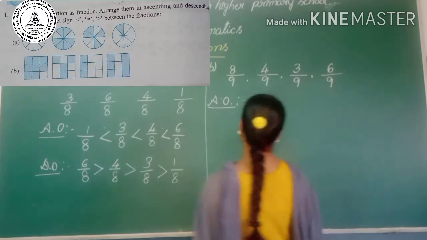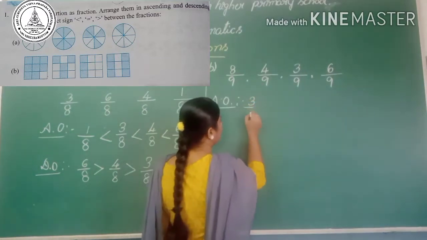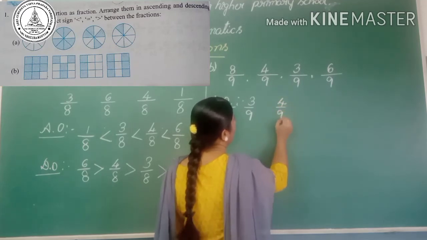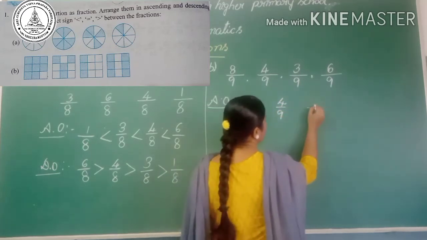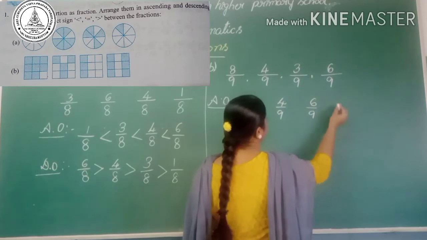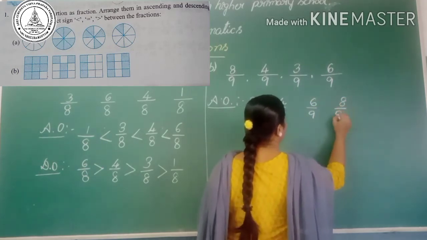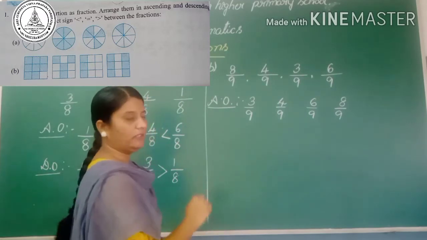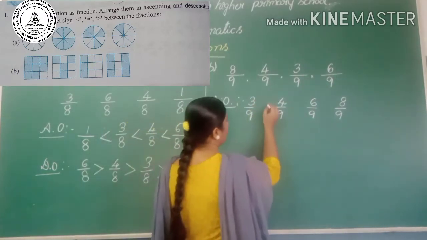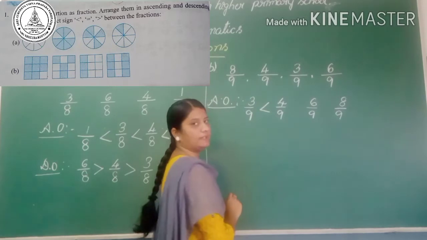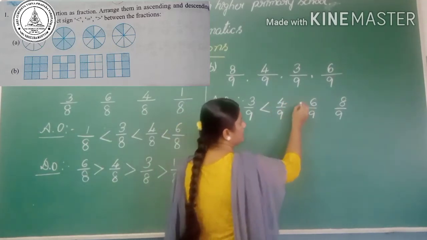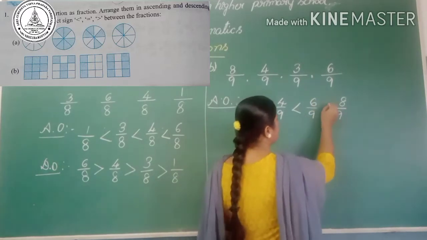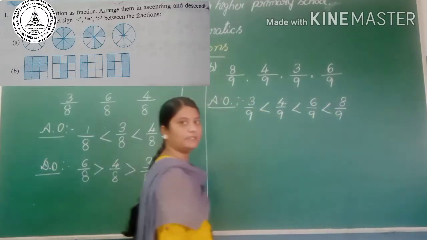Okay, then write here 3 by 9. Then after 3 by 9, 4 by 9. Then 6 by 9. Then the last, greatest fraction, 8 by 9. Now we have to use the signs between them. 3 by 9 is less than 4 by 9. 4 by 9 is less than 6 by 9. And 6 by 9 is less than 8 by 9.